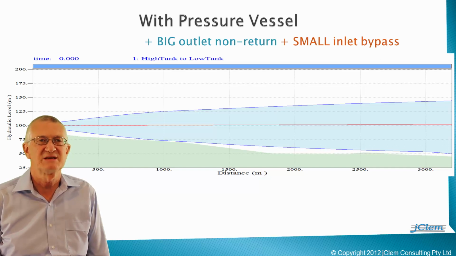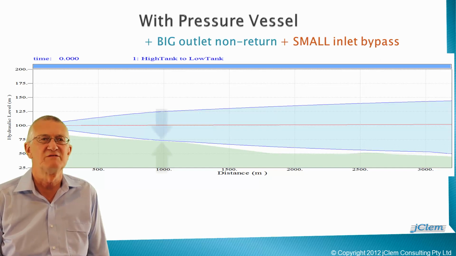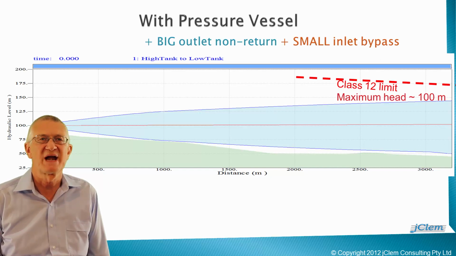From a previous simulation, it is known that a plain outlet connection is not suitable. Here we are looking at the results from a trial simulation with a line size outlet non-return valve and a very small diameter bypass around the non-return valve. This configuration still protects the system from negative heads. At the same time, it reduces the maximum transient heads. A maximum head of 100 metres is well within the Class 12 pressure limit of the pipeline.